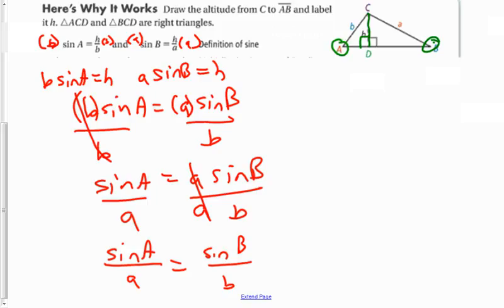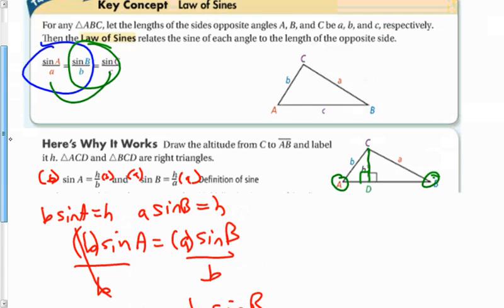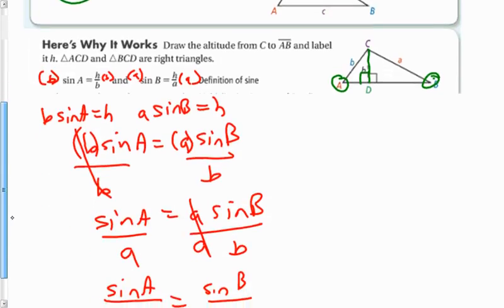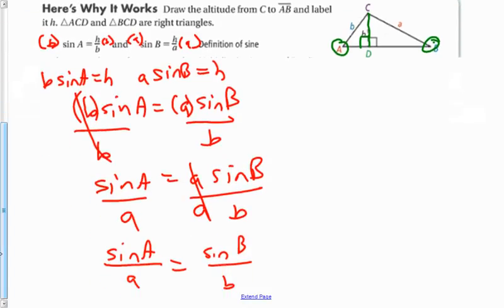We're just using what we know about what sine is, and also using some substitution to prove the law of sines. That's not necessarily something you need to know, but I think it's great to see how things work, because sometimes we just trust that these laws or theorems are true without knowing why. In this case, we just showed why. We just proved the law of sines, which I think is pretty cool. So now that we know why it works, let's go ahead and use it.